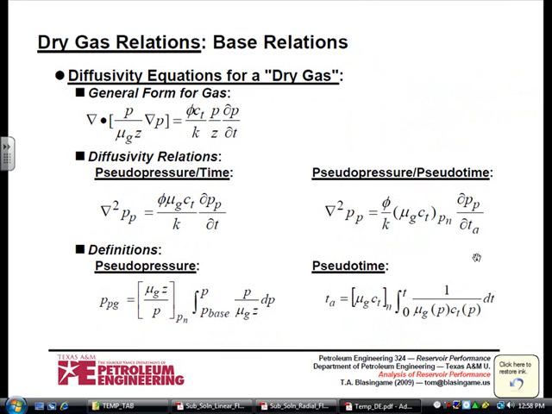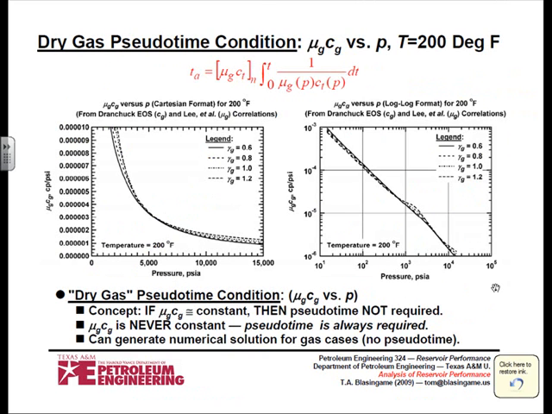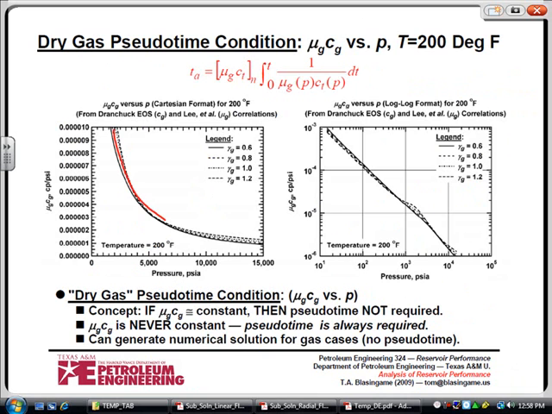Everybody ready? All right. So now let's look at the pseudo time condition. Again, we talked about this before. Is this constant? Yes, no, or maybe. And then when we come over here, it's definitely not constant. The slope is approximately 1. So this is a bad thing. In this case, it's never constant, and pseudo time should always be required.